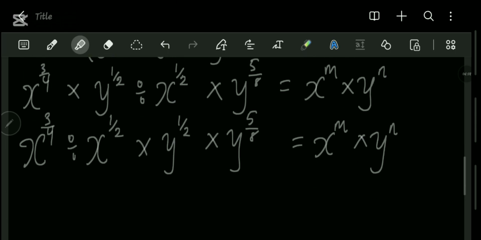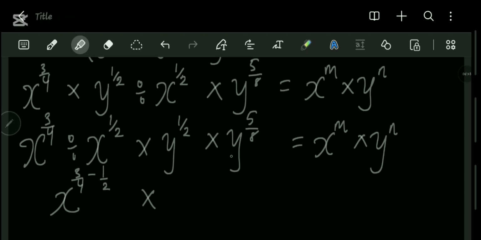Having known that, we are going to use the law of indices to simplify further. The law of indices says when I have the same base and there's a division sign in operation there, pick one of the bases from here and then subtract the powers. So I'm having 3 over 4 minus half.